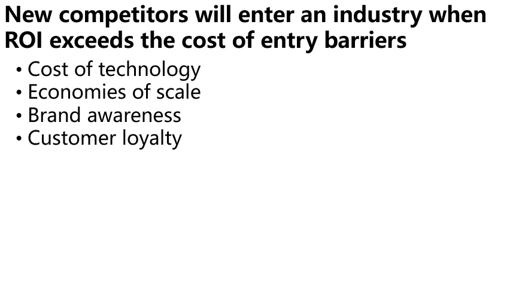New entrants, or new competitors, will enter an industry when the return on investment exceeds the cost of entry barriers. And entry barriers are anything that prevents a new competitor from coming into the industry. So this can be things like the cost of technology. If you have to build, say, a factory, that's going to be really expensive. Economies of scale, where existing competitors are making so much of something that they can make it much cheaper than you. Brand awareness and customer loyalty. All of these things prevent new competitors from coming in.